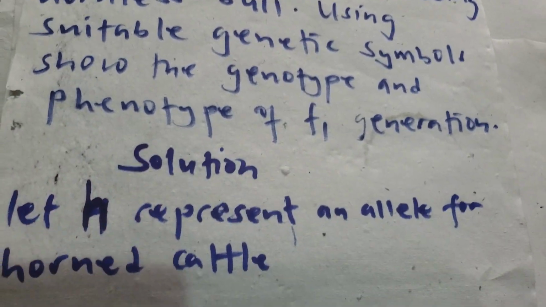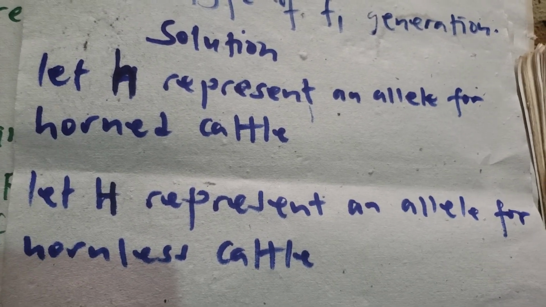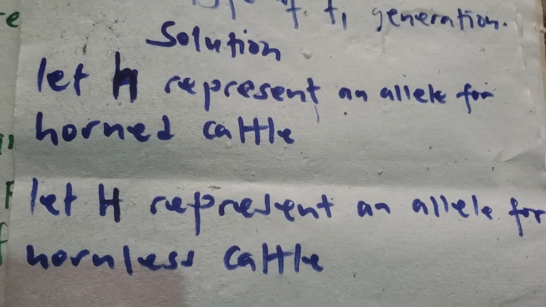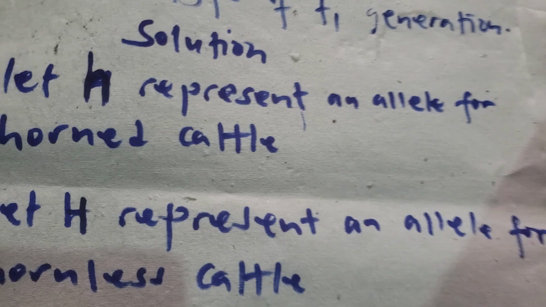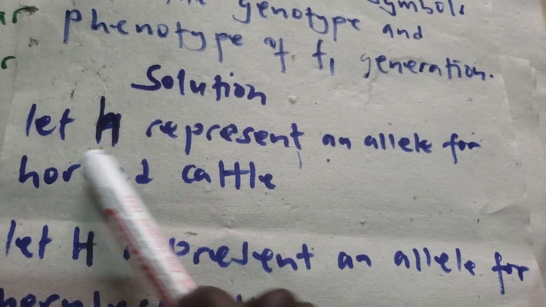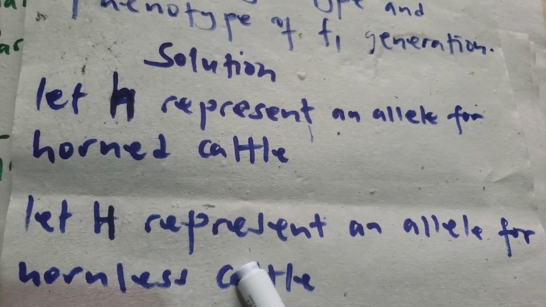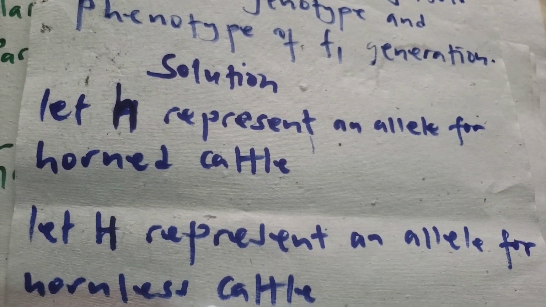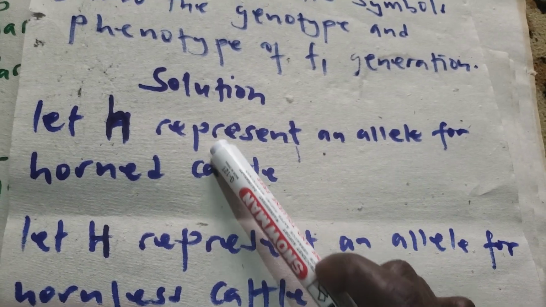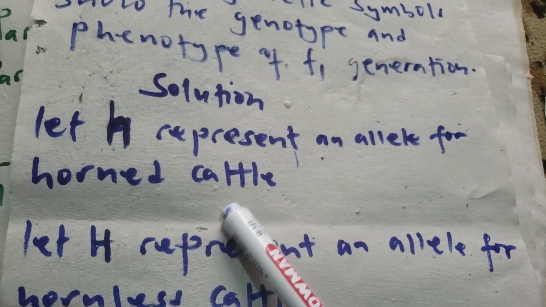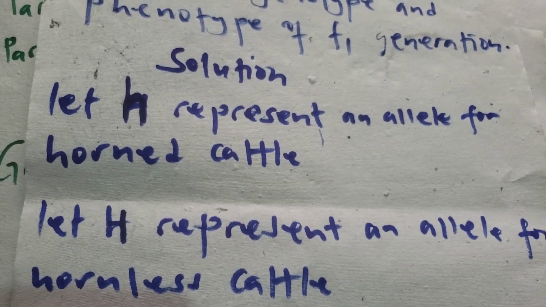In genetics, we always begin by letting. As you can see there, let small h represent an allele for horned cattle, and let capital H represent an allele for hornless cattle. These are the first marks you get in genetics questions. You first of all let the alleles. The word allele means an alternative form of a gene.